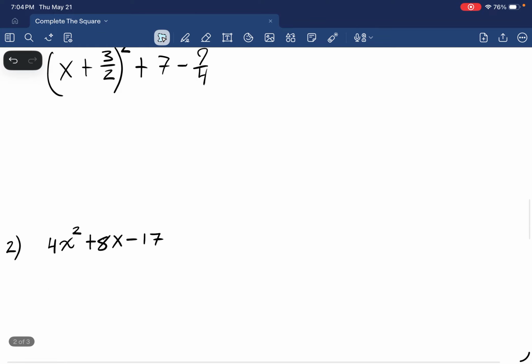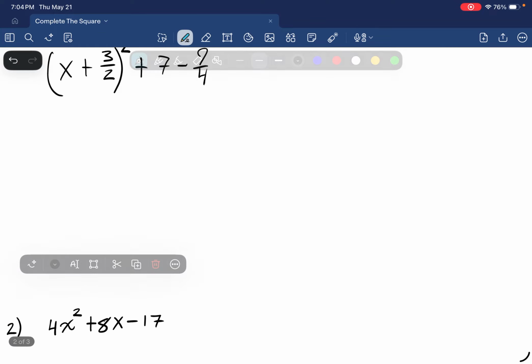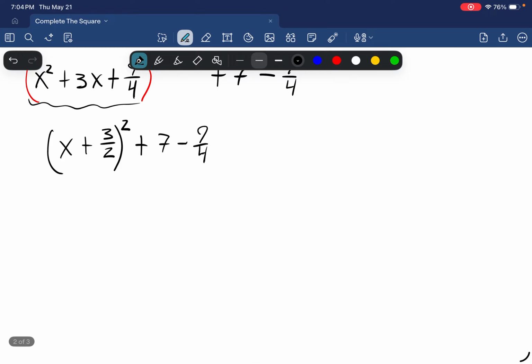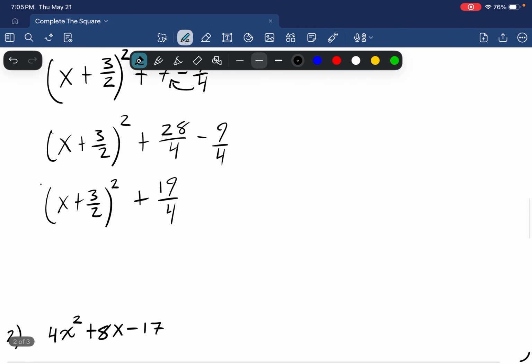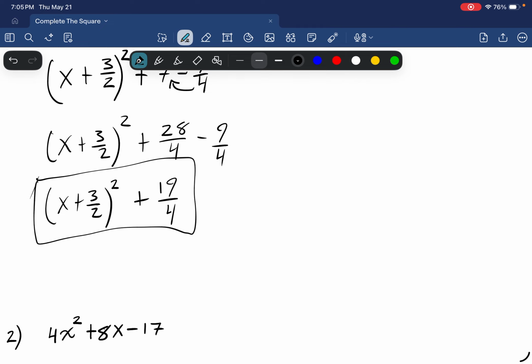Well, we can just find a common denominator. If I do 4 times 7 is 28, I'm going to copy the equation down here. Plus 28 over 4 minus 9 over 4. This is equal to x plus 3 over 2 squared plus 19 over 4. And this would be your final answer.